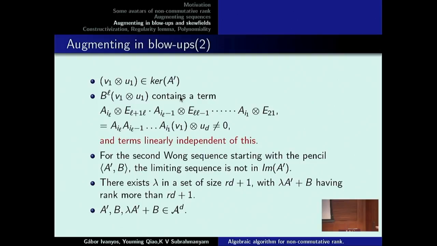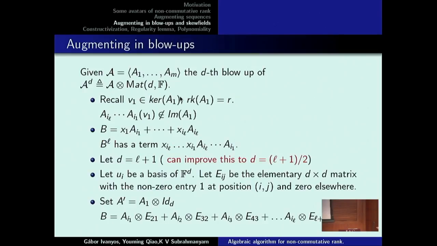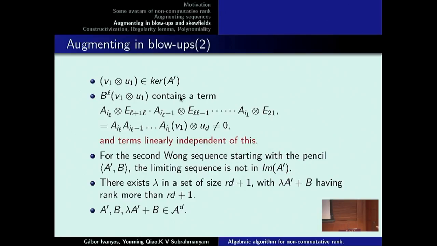Therefore, if I look at the matrix pencil spanned by A prime and B, we know that in matrix pencils, the non-commutative rank is really the same as the commutative rank. So I can augment the rank. Recall this matrix had rank R, and this whole thing is a matrix of rank R times D. By doing this process, if I'm in a large enough field, I can find a value for lambda for which there is an RD plus 1 cross RD plus 1 determinant which is non-zero.